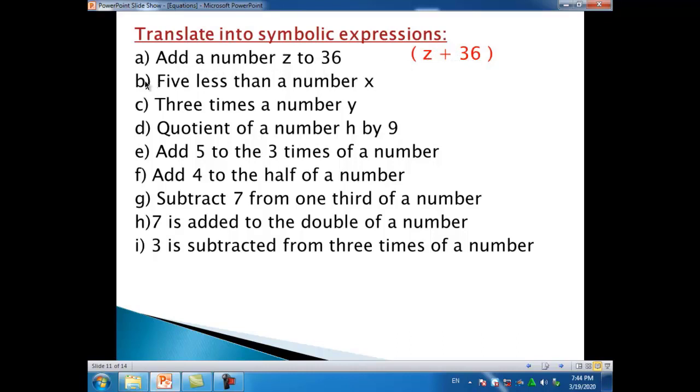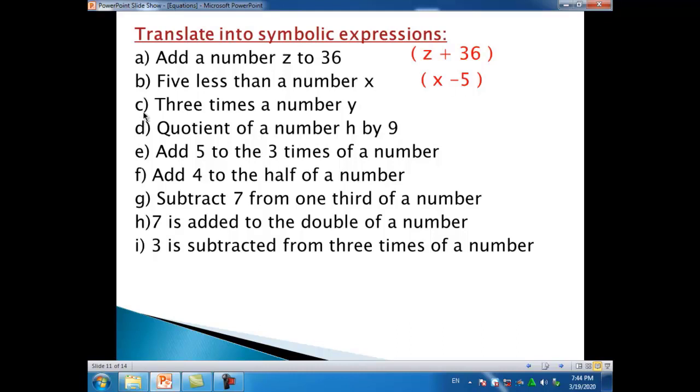Letter B, 5 less than a number x. Also here he defined the number, it's simply x. And there is less than. What is the meaning of less than? Yes, it means difference or minus. So the simple expression will be x minus 5.